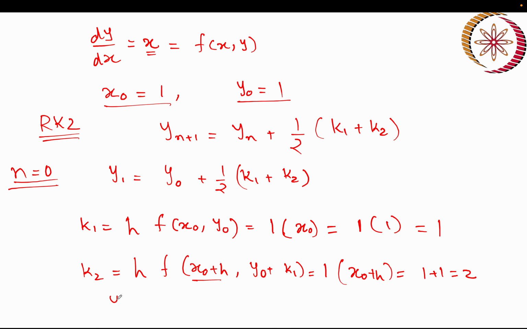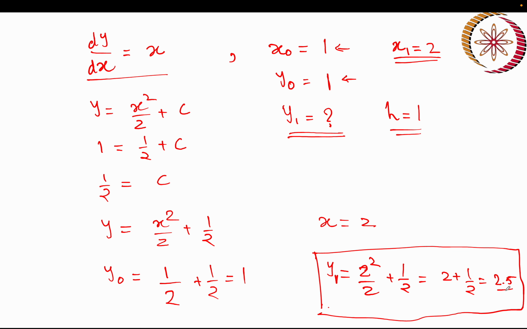Now if we compute the value of y1, y0 is 1, then half of k1 plus k2, which is 1 plus 2, so 1 plus half of 3, which is 1 plus 1.5, which is 2.5. So in this case this answer is matches whatever we have started with. You got it? Yes, sir.